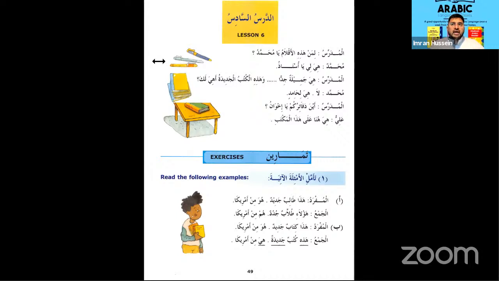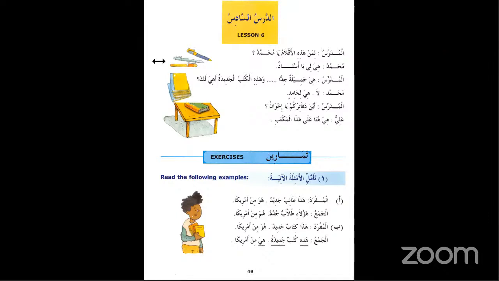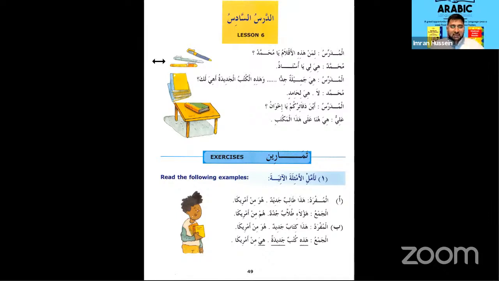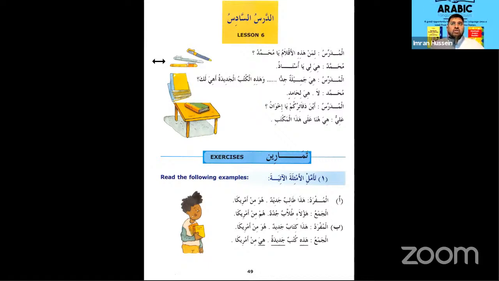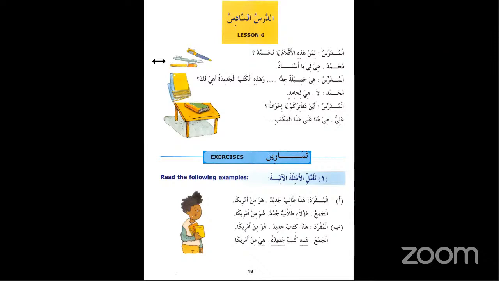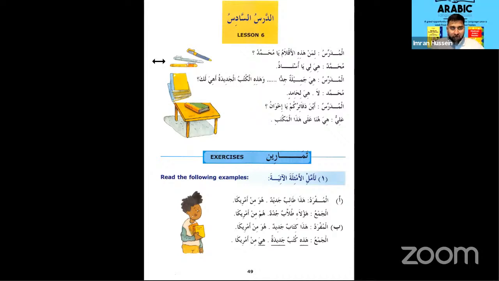And how do you say that is a female woman? Dhalika. No, not dhalika. Dhalika is for the masculine. Tilka. Sorry, I mixed it. Tilka Muslimatun. And how do you say those are female Muslims? Ulaika Muslimatun. Excellent. Is that clear for you so far?